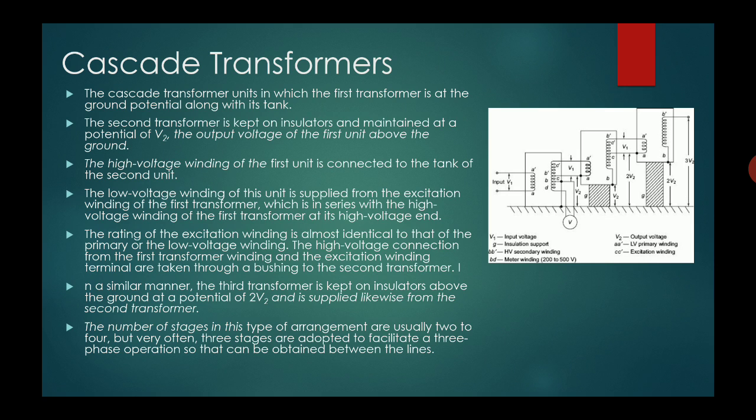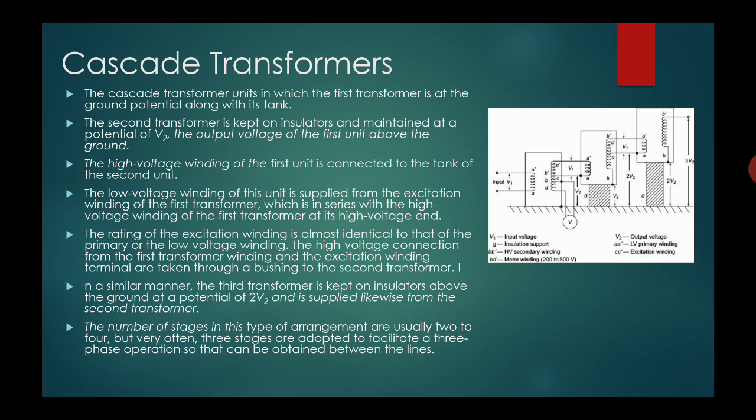The rating of the excitation winding is almost identical to that of the primary or low voltage winding. The high voltage connection from the first transformer and the excitation winding terminal are taken through a bushing to the second transformer. In a similar manner, the third transformer is kept on insulators above the ground at a potential of 2V2 and is supplied likewise from the second transformer.